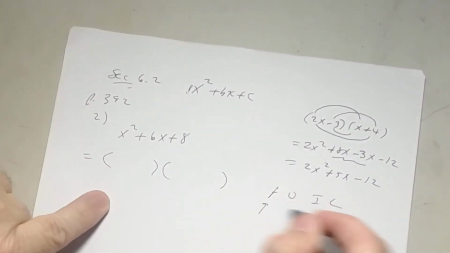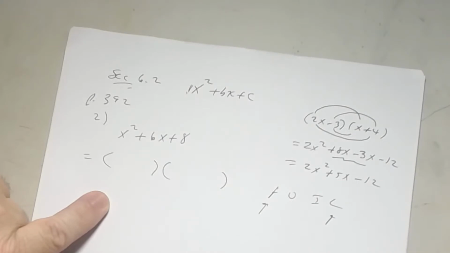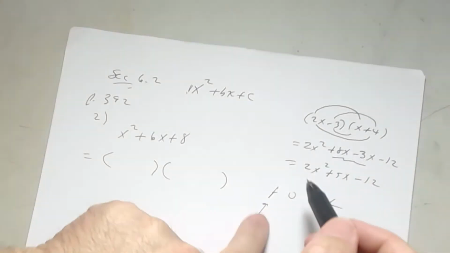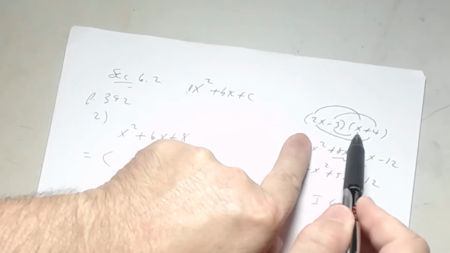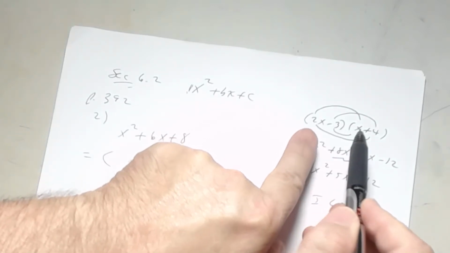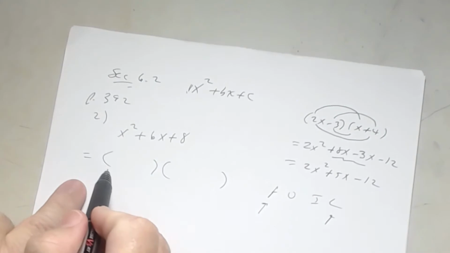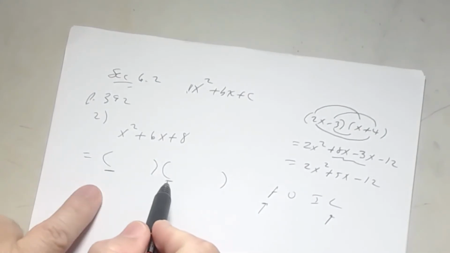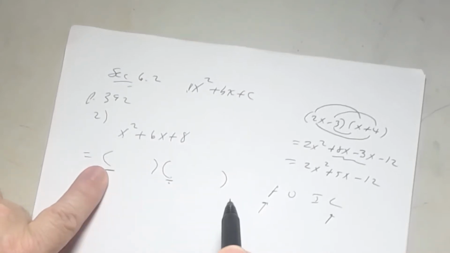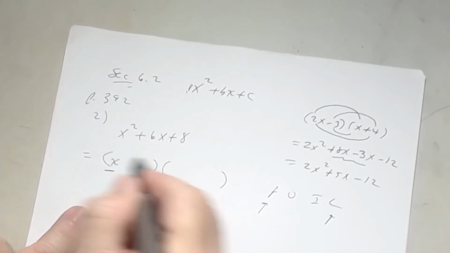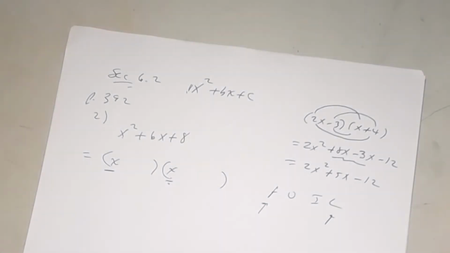Always do the F and the L first. So let's talk about the F. Remember how we did the F? The F came from the first term of each binomial. Remember that? So here's the question. When I multiply the first term of each binomial, that's going to give me x squared, the first term here. So what times what is x squared? X times x. So that's what you put there. Now those are the easy kind because the coefficient of x squared is 1.